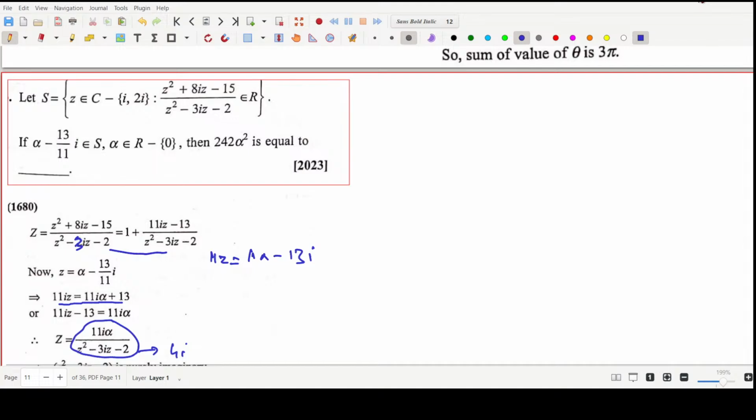So r square minus d square, if d is the perpendicular distance, then the square root of that, 2 times the square root of r square minus d square, will give you the length of the chord. Understood?